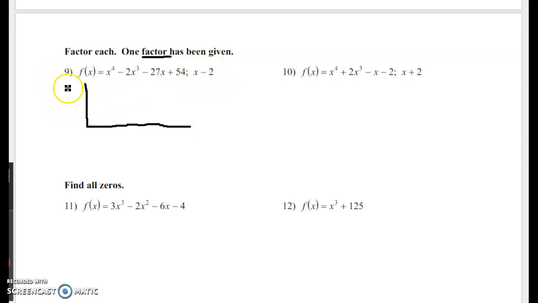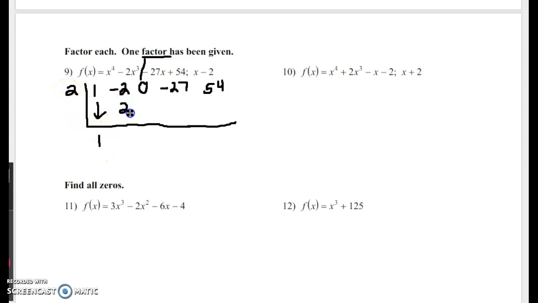I see x minus 2. That means a positive 2 is going to go on the outside. If that was a plus, a negative 2 would go on the outside. My coefficients go on the inside. I notice I'm missing an x squared, right? There should be an x squared right here, but there's not. So that means in my division, I'm going to use a placeholder of 0. And then negative 27 and 54. And my process is I drop the first coefficient, then from here on out I multiply and add.